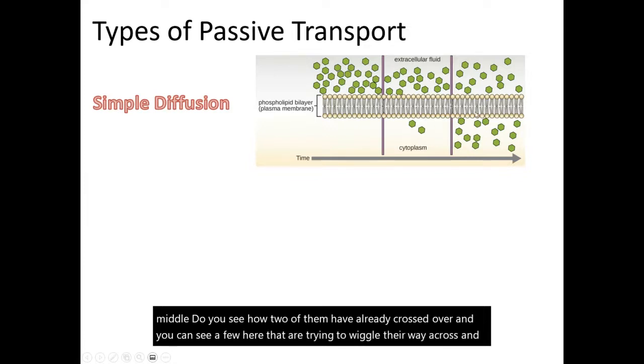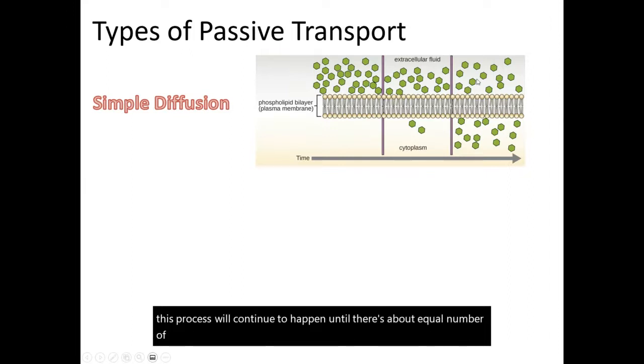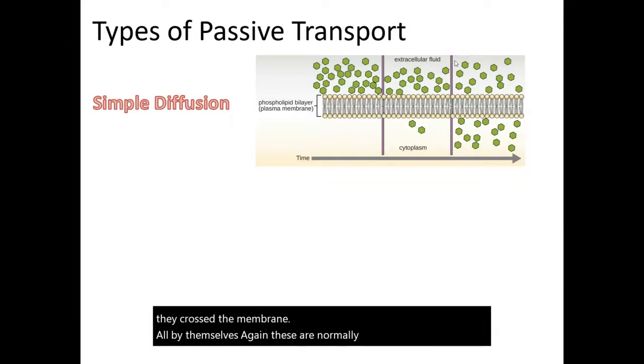And this process will continue to happen until there's about equal number of molecules on each side of the plasma membrane. Okay, so notice they crossed the membrane all by themselves. Again, these are normally small hydrophobic molecules.